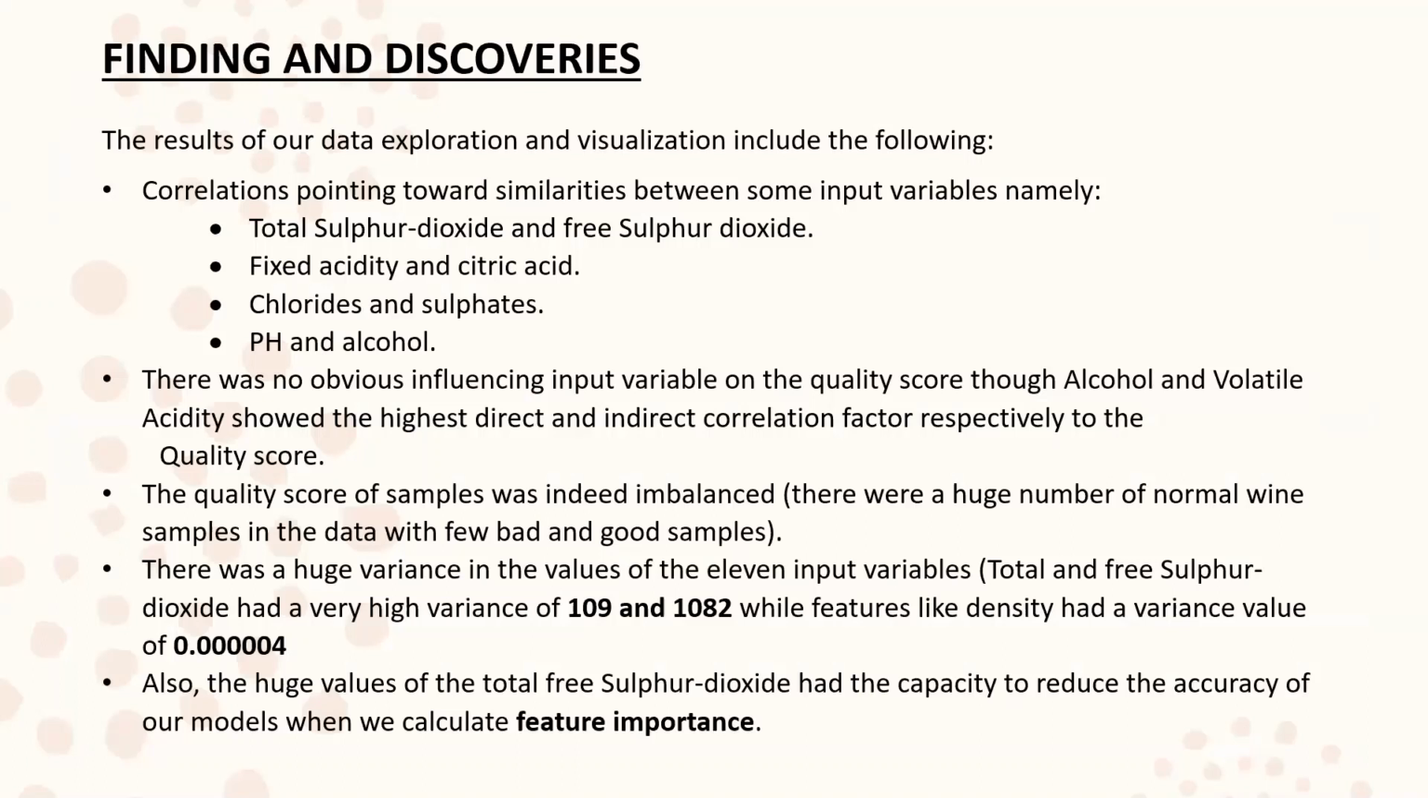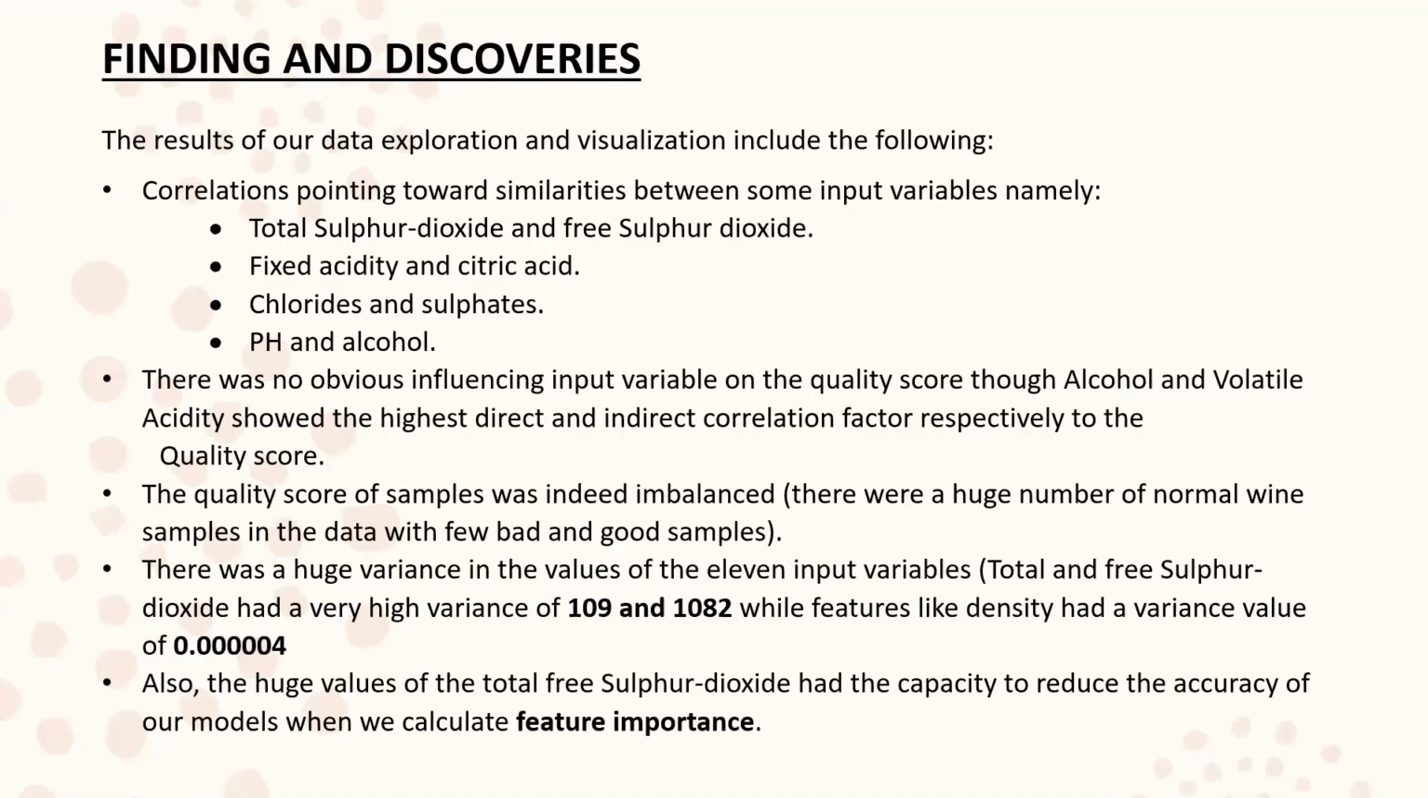correlations between some input variables, such as total sulfur dioxide and free sulfur dioxide, because if you look at it, free sulfur dioxide is like a subset of the total sulfur dioxide, so they were obviously related. Then there was one between fixed acidity and citric acid, as well as chloride and sulfates, and pH and alcohol. pH and alcohol was another obvious one because obviously the higher the acidity, the lower the pH.